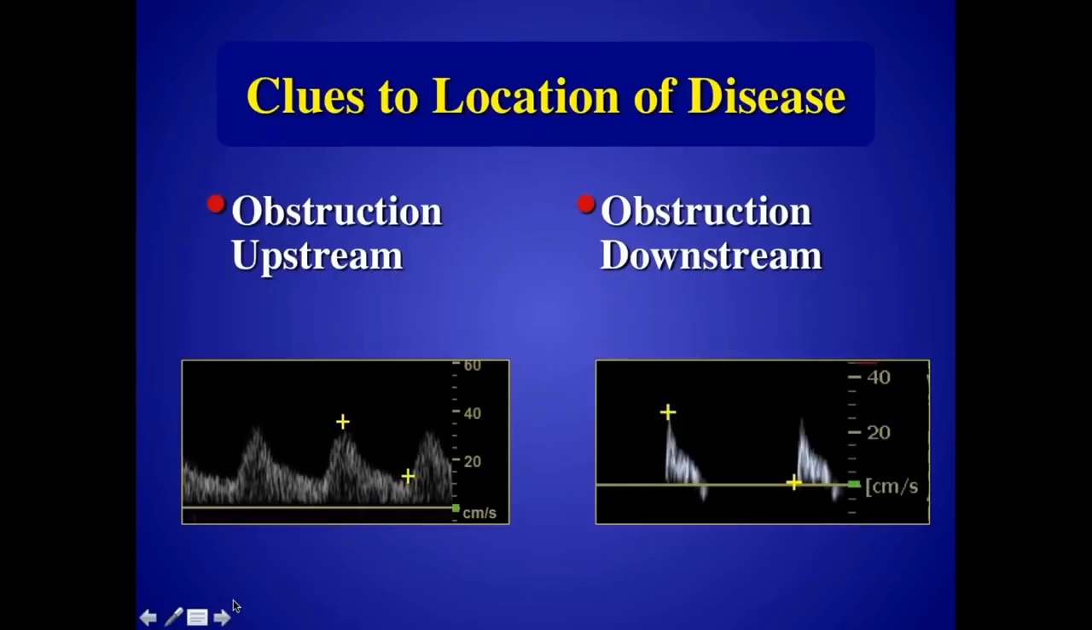So here are some take-home points, clues to the location of disease. If you see this low velocity tardus waveform, then you know there's got to be an obstruction upstream, and you look for it. If you see this low velocity high resistance waveform, notice good systolic upstroke, but marked decrease in flow or absence of flow in diastole, that means the obstruction is downstream, further down the leg.